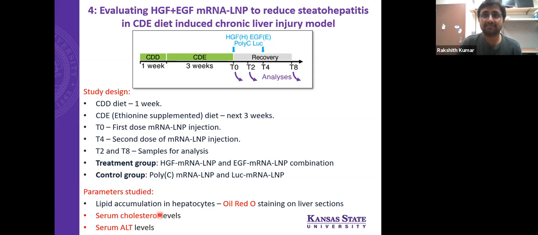Serum cholesterol levels were studied because once the lipid stored in the liver is released into the bloodstream, the cholesterol can be evaluated, and if the serum cholesterol level is increased, it means the cholesterol has been released from the liver and the liver is recovering. In that way, they evaluated the serum cholesterol. And serum ALT is a liver function enzyme. If the liver is getting cured or recovering, the serum ALT levels will come down.